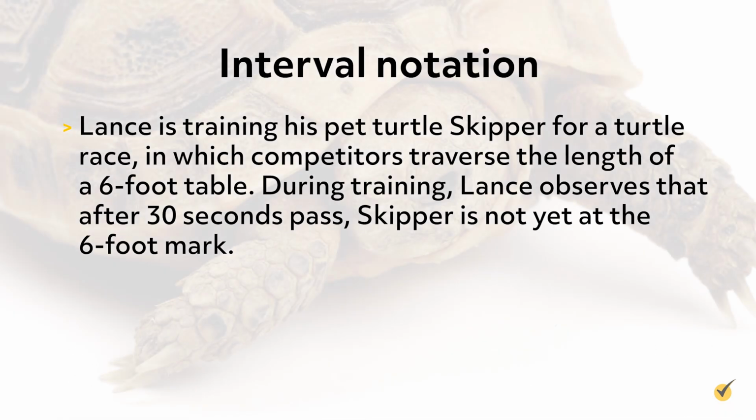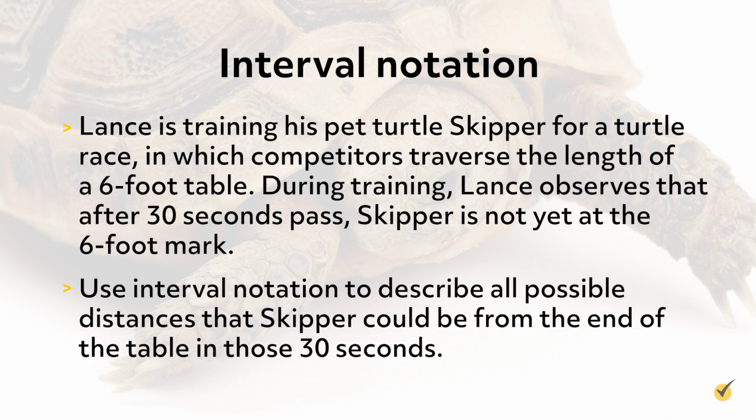Lance is training his pet turtle Skipper for a turtle race, in which competitors traverse the length of a 6-foot table. During the training, Lance observes that after 30 seconds pass, Skipper is not yet at the 6-foot mark. Use interval notation to describe all possible distances that Skipper could be from the end of the table in those 30 seconds.